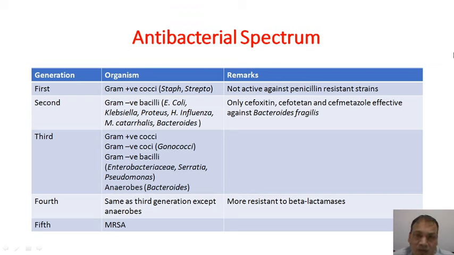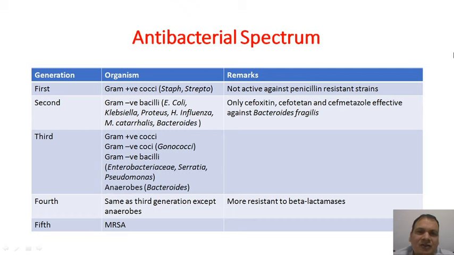First generation, gram-positive cocci. Second generation, your gram-negative bacilli. Among the second generation, the important thing which you have to remember is that only cefoxitin, cefotetan and cefmetazole are effective against your Bacteroides fragilis. The third generation has got a wider antibacterial spectrum, like they are active against your gram-positive cocci, that is your staph and strepto. Then your gram-negative cocci, like your gonococci, the gonococcus causes gonorrhea.